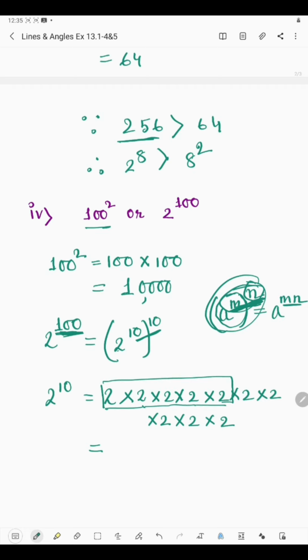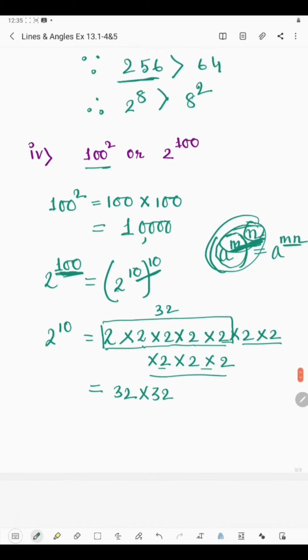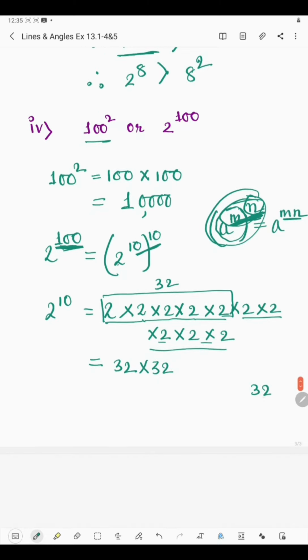So if there are 5 2s, then we will get 32. Similarly here also we have 5 2s left, right? So that means 5 2s means 32 again. So 32 multiplied by 32. If you multiply this, 2 2s are 4, 3 2s are 6, 3 2s are 6, 3 3s are 9. So it's 4, 6 plus 6, 12, 2, 1 carry, 9 plus 1, 10. So the value of 2 raised to the power 10 is 1024.